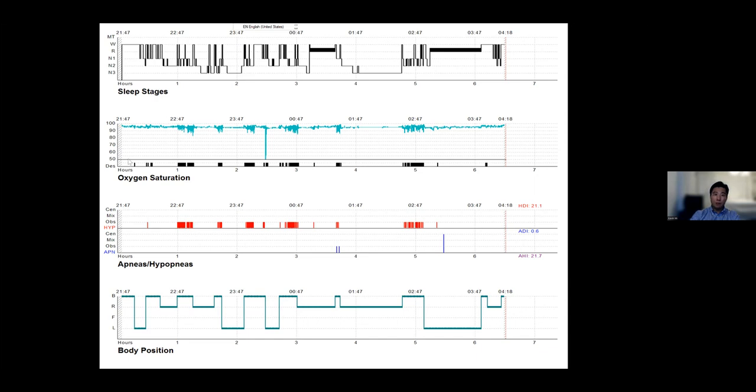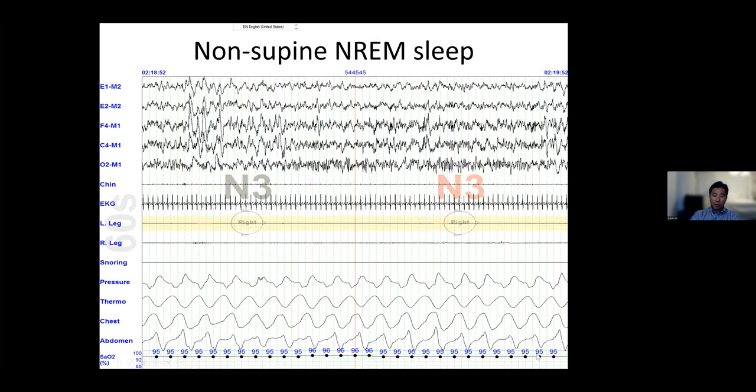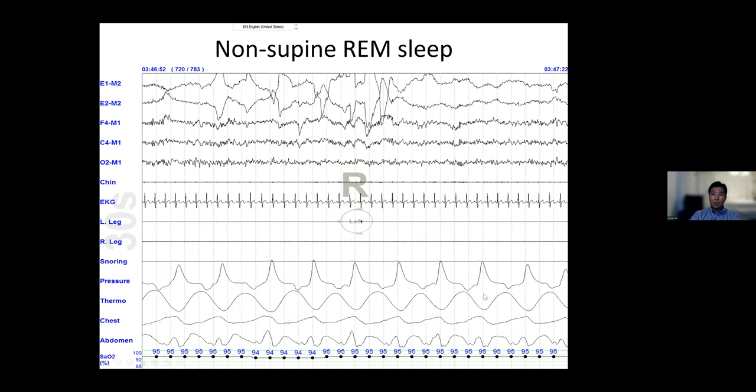So this patient that we saw, supine related, in non-REM sleep, had a lot of repeated sleep apneic episodes. And on the side, in non-REM sleep, breathing is fine, very clean, regular breathing with oxygen saturation above 95%. And even in REM sleep, with a lot of rapid eye movements you see here, on the left side the patient did not have sleep apneic episodes. So this is an example of supine position dependent obstructive sleep apnea.